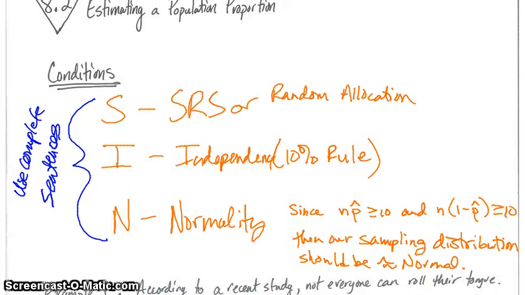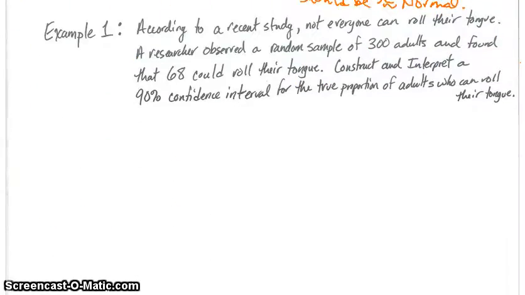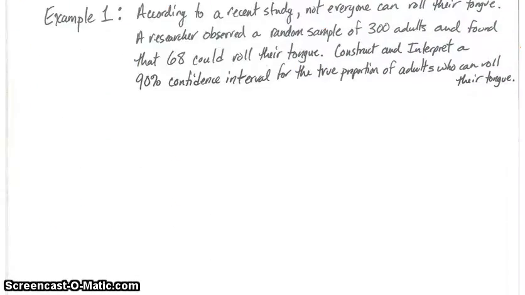What are all the steps? How do I go through this whole process? So here we go. Example 1. According to a recent study, not everyone can roll their tongue. A researcher observed a random sample of 300 adults and found that 68 could actually roll their tongue. Construct and interpret, that's key, a 90% confidence interval for the true proportion of adults who can roll their tongue.